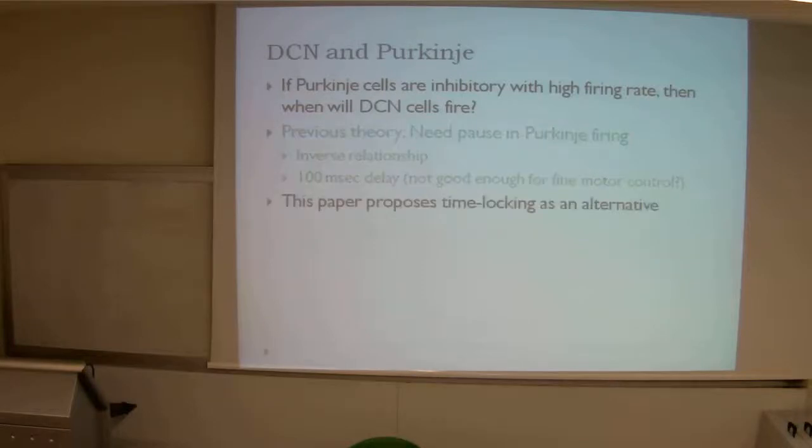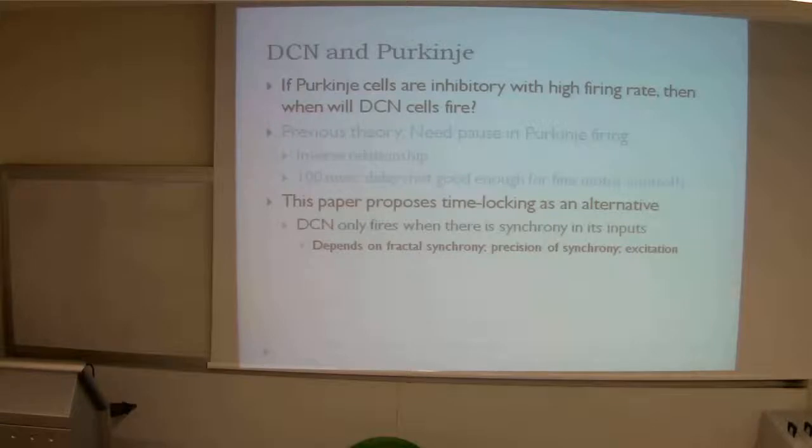So what the authors are proposing instead is that there's time locking as an alternative. The DCN will fire only when there is synchrony in its inputs, and that has nothing to do with the time gap between Purkinje cell firing and DCN firing, but it's about synchrony and not these gaps. Some of the factors that they identify were the fractional synchrony, what percent synchrony needs to be there, is it 10% or 2%, the precision, how well the timing matches up, and whether any excitation is a factor at all.